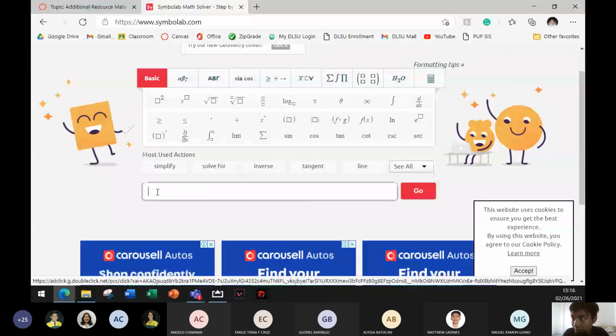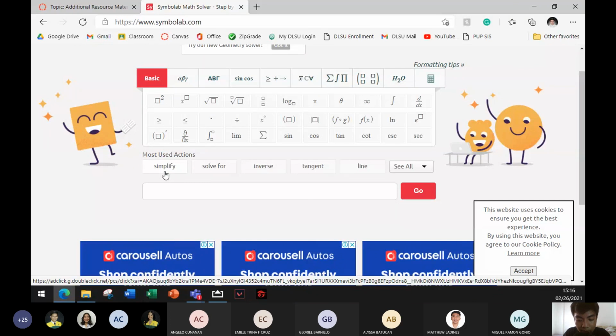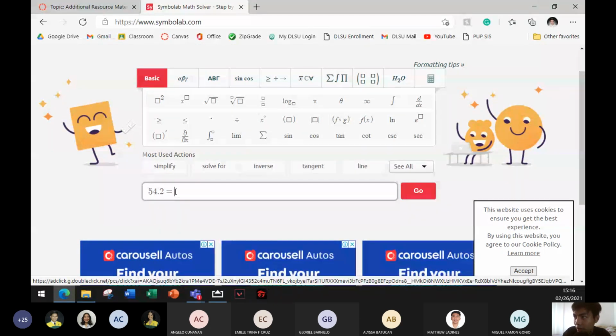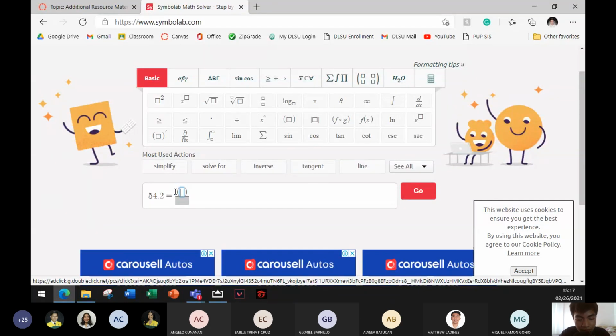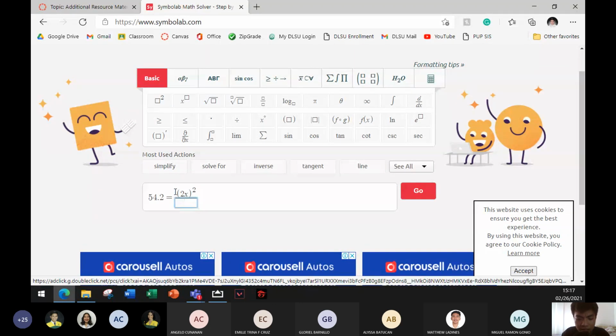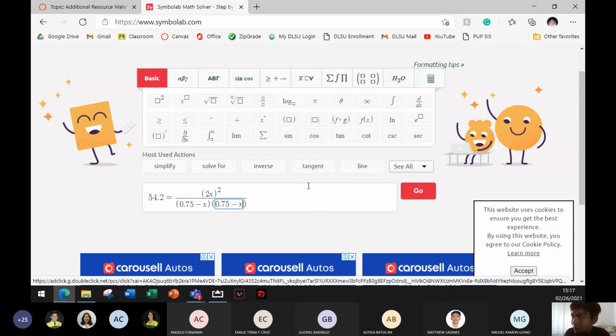Kunwari, I have the K expression, 54.2 equals, hopefully naalala ko pa yung isinulat ko kanina doon. 54.2 equals, ano ba yung nasa numerator nun? 2x squared yun. 2x, then close parenthesis, square. Then sa denominator, you have 0.75 minus x. Then another 0.75 minus x.